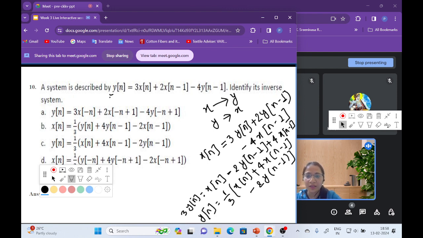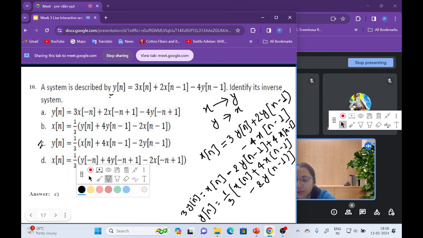So what will be the correct answer? Just match this with this one. So the correct answer will be option C. Yeah, option C is the correct answer for this question. In order to find out the inverse system, just change input to the output, output to the input, and try to find out this output.